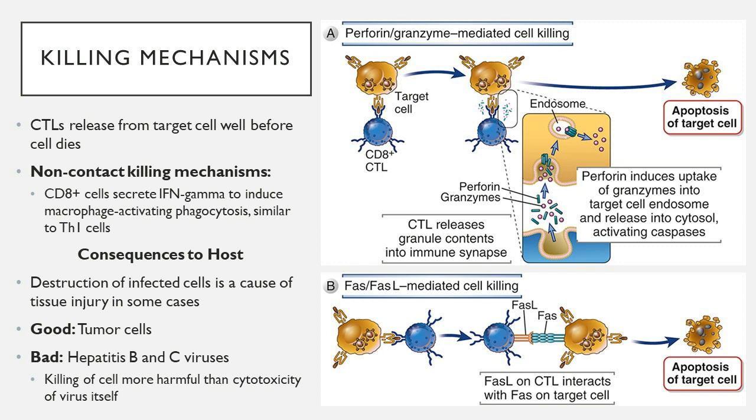So that's a comprehensive overview of the effector functions of these effector T cells, CD4 plus and CD8 plus cells. Next up, we're going to talk about B cells and the humoral adaptive immune system.